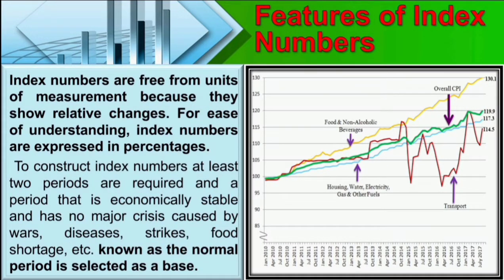Features of index numbers. Index numbers are free from unit of measurement because they show relative changes. For ease of understanding, index numbers are expressed in percentages. To construct index numbers, at least two periods are required, and a period that is economically stable and has no major crisis caused by wars, diseases, strikes, food shortage, etc., known as the normal period, is selected as a base.